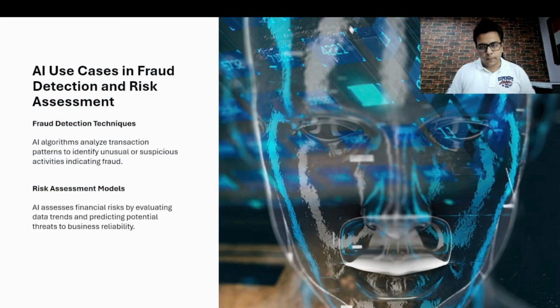AI use cases in fraud detection and risk assessment. We already know that AI can work on data, find data patterns, find differences in data patterns, and find inaccuracy in data. So it becomes easier to find fraud which is possible in some data, and multiple techniques can be built into AI to find that fraud. It can also do risk assessment just by evaluating data trends, predicting potential threats to a business's reliability and in a business environment.